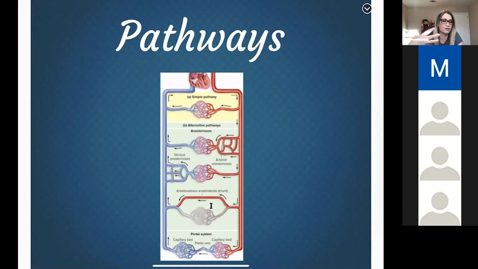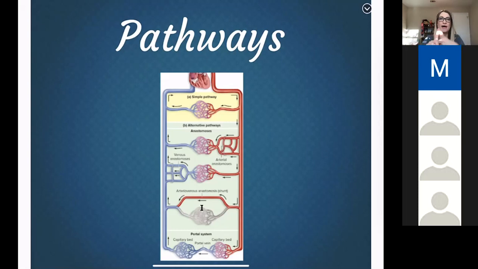A lot of our tissues and organs, however, rely on alternative pathways. And alternative pathways are going to include anastomoses and the portal system. So just FYI, anastomosis, SIS, is the singular, and SES is the plural version of this word. So anastomosis versus anastomoses, the SES.